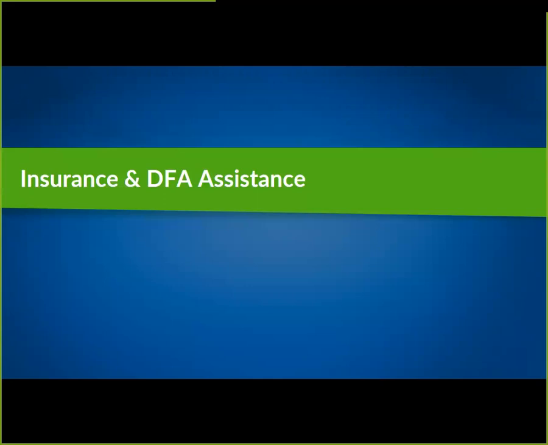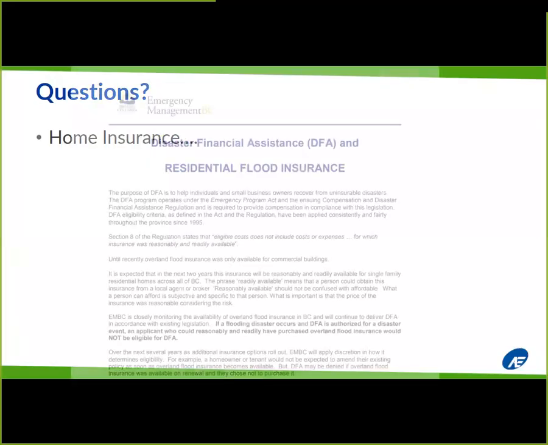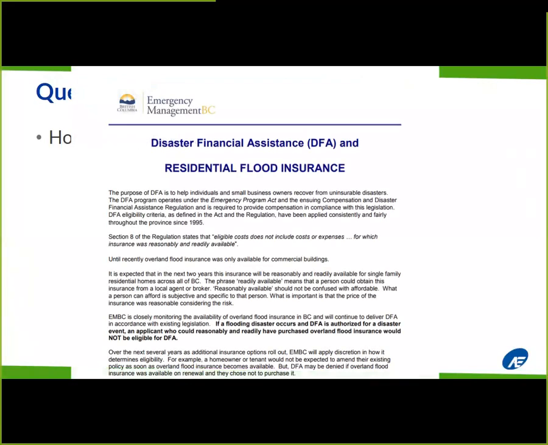Okay, so we'll talk a little bit about overland flood insurance and disaster financial assistance programs. About a year ago, I got my little notice in the mail from my insurance company saying it's time to renew, and surprise, premiums are going up a little bit. And by the way, read this letter from Emergency Management BC. That's an agency in BC that deals with impacts of extreme events, whether it's flood events or fires or what have you. They're kind of an intermediary between private property owners and the federal government when the Disaster Financial Assistance Program is activated.